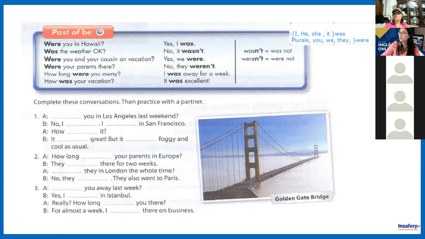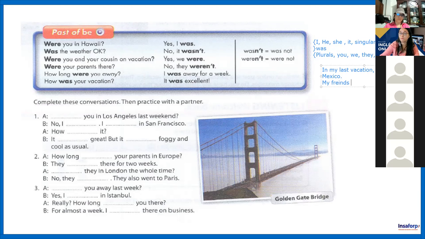Okay, let's study some sentences. Acá voy a agregar: cuando tengamos singular words, cuando tengamos palabras en singular. Por ejemplo, in my last vacation, como estamos hablando de las vacaciones, in my last vacation, I was in Mexico. En mi última vacación, yo estuve in Mexico. Okay, por ejemplo, my friends, ¿qué puedo utilizar ahí? Was or were in that sentence? Were. My friends were with me on vacation.